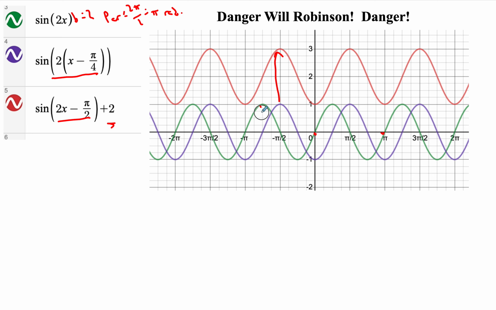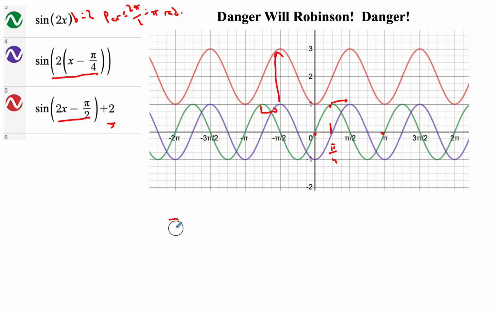So if you start at your green and you go pi over 4 over, maybe an easier way to see this: what's halfway between 0 and pi over 2? Why, pi over 4, right? Pi over 4, which is here. Where this is pi over 4, it's now pi over 2, or pi over 4 units to the right.